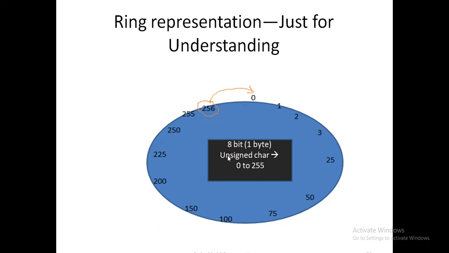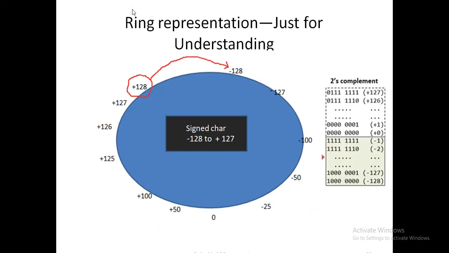When we use this unsigned character, you must use values between 0 to 255. If you go beyond that, your compiler will accept it, but it will truncate the MSB bit, and the rest of the value is stored in that particular memory. And for the ring representation, just for understanding, here I used signed character, the data range minus 128 to plus 127.